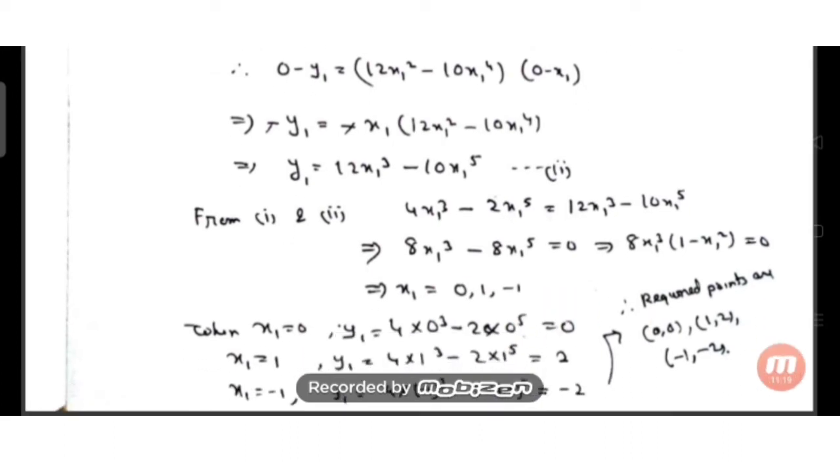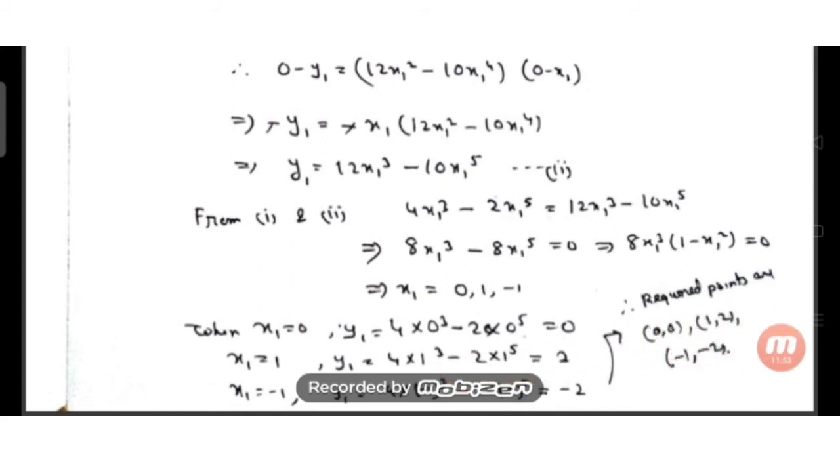Now our aim is to get the corresponding value of y1. Put it in the curve. When x1 is equal to 0, y1 is equal to 4x1 cube minus twice x1 to the power 5, equation number 1. Putting it, we get 0. When I put x1 is equal to 1, it will be 4 into 1 cube minus twice 1 to the power 5, which is 2. For x1 value minus 1, when I put it in the curve equation number 1, we get y1 is equal to 4 into minus 1 cube minus 2 into minus 1 to the power 5. This is minus 4 plus 2, which is minus 2.